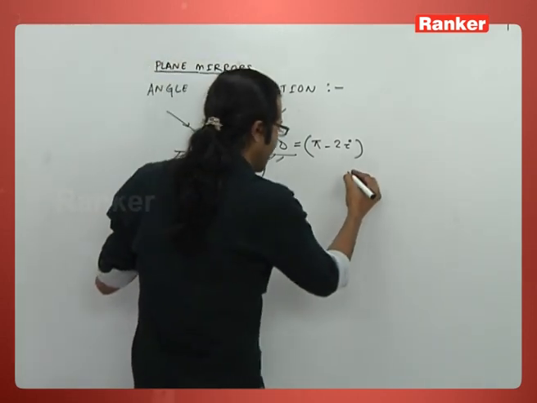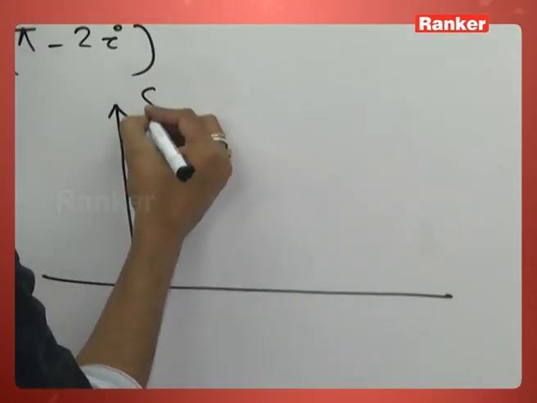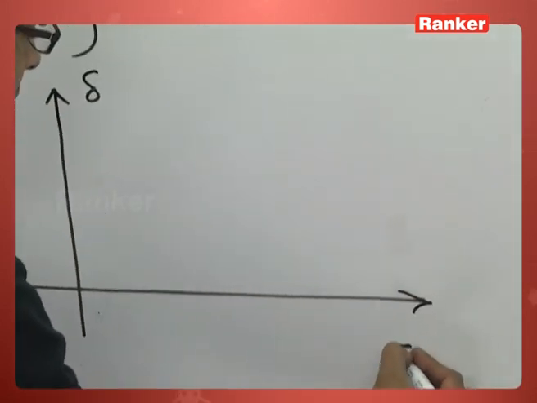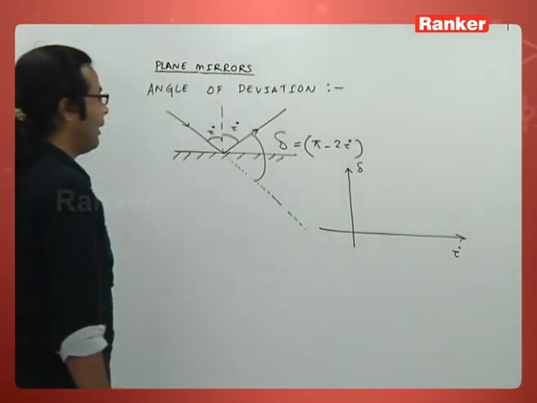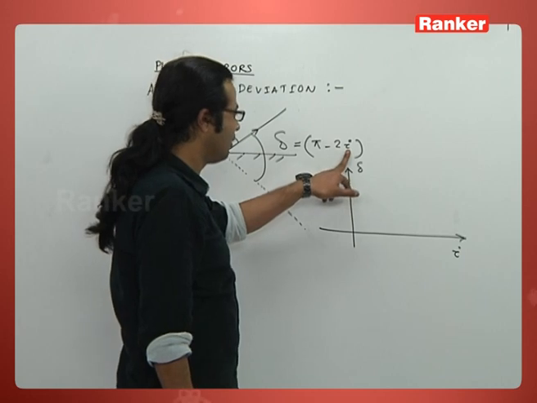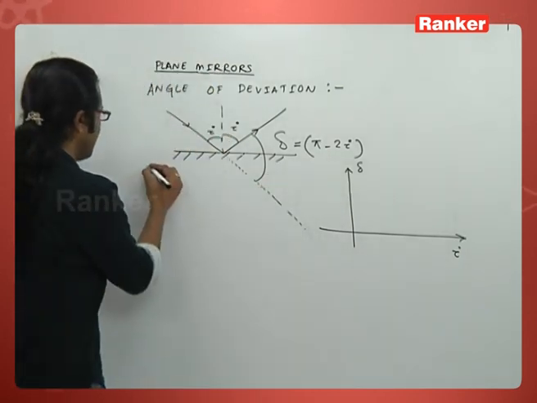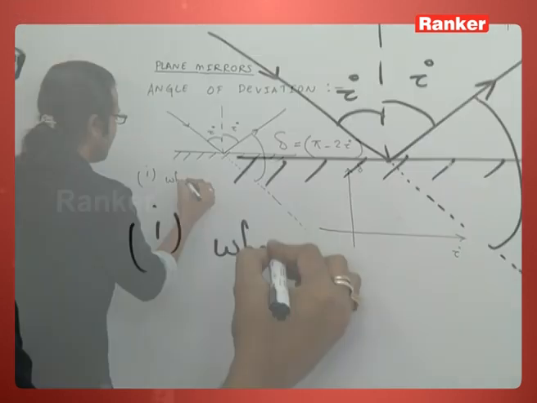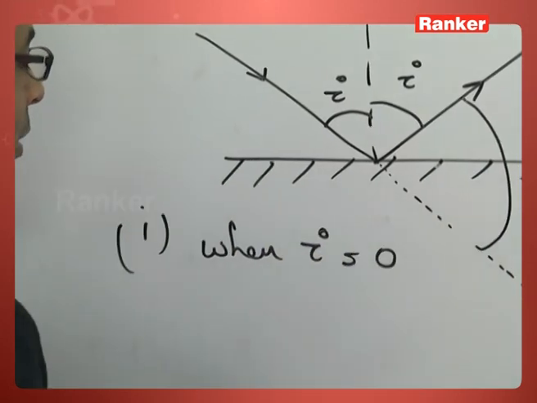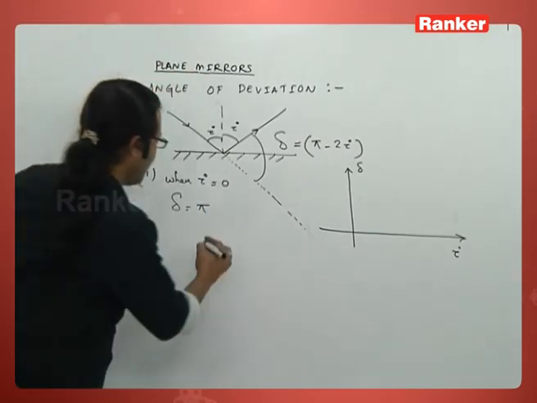If I plot a graph between deviation and angle of incidence, I will find that when the angle of incidence is 0, the deviation is pi. So here I write case 1: when i equals 0, the deviation is pi. i equals 0 means the ray will come in this way.